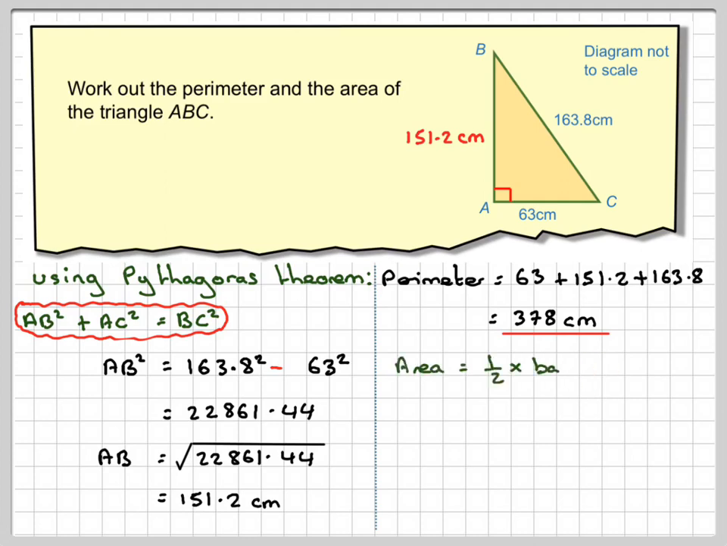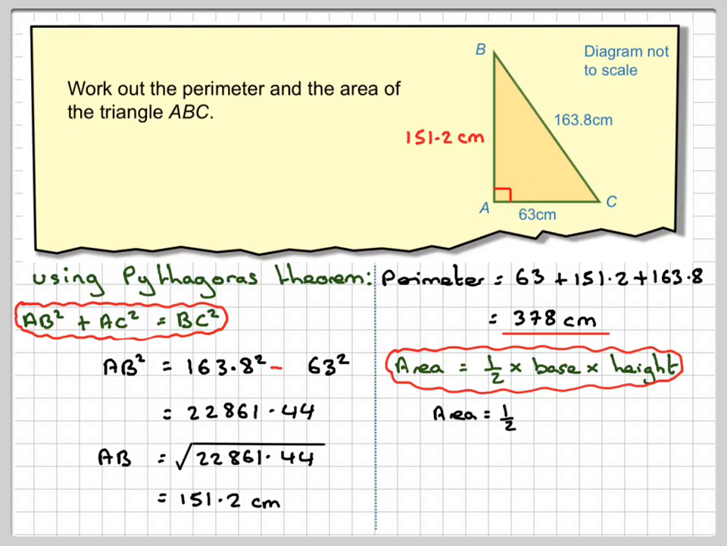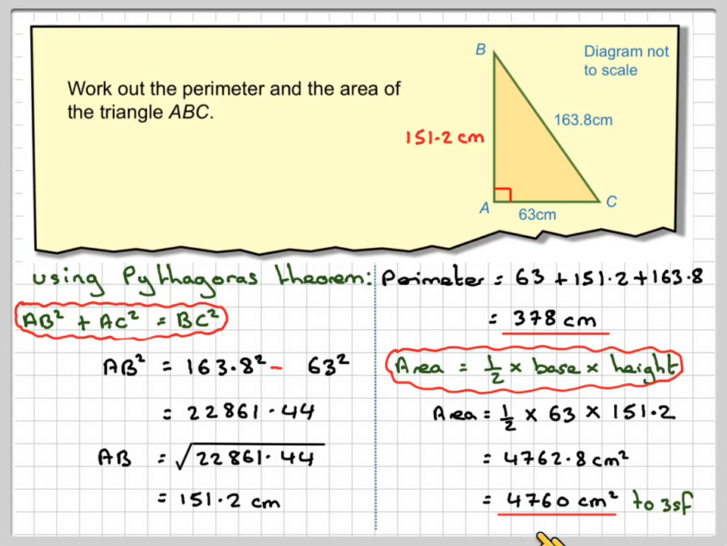The area of a triangle is half base times height. It's perpendicular height, but we know this is a right angle. So it's half base times height, so it's going to be a half times 63 times 151.2. And don't round this answer off in this part of the calculation. That gives me 4,762.8 centimetres squared, or to three significant figures, 4,760 centimetres squared.